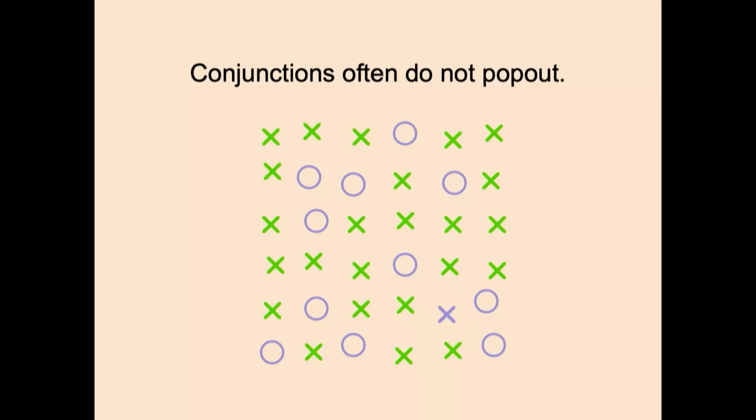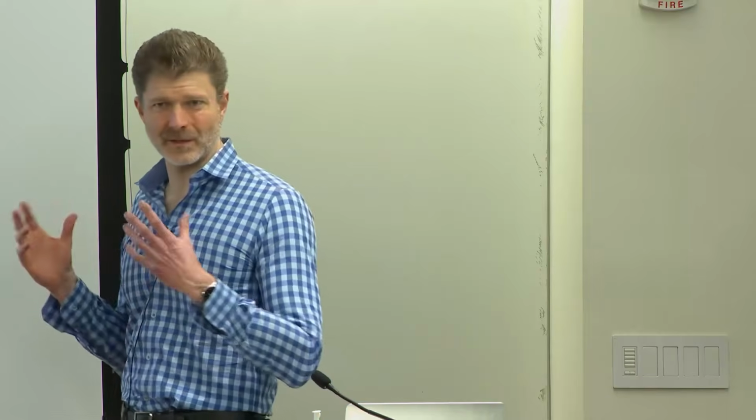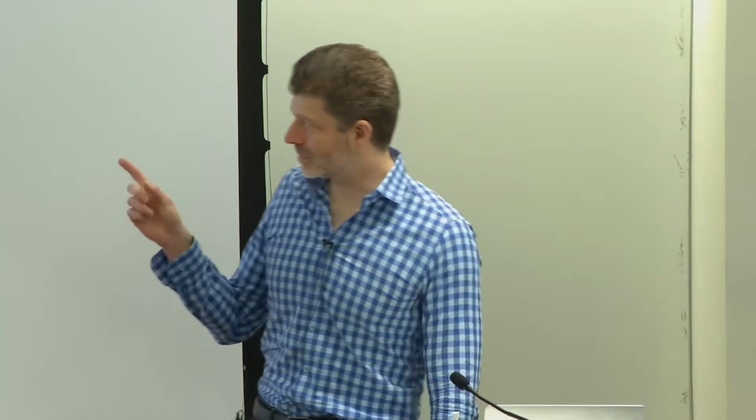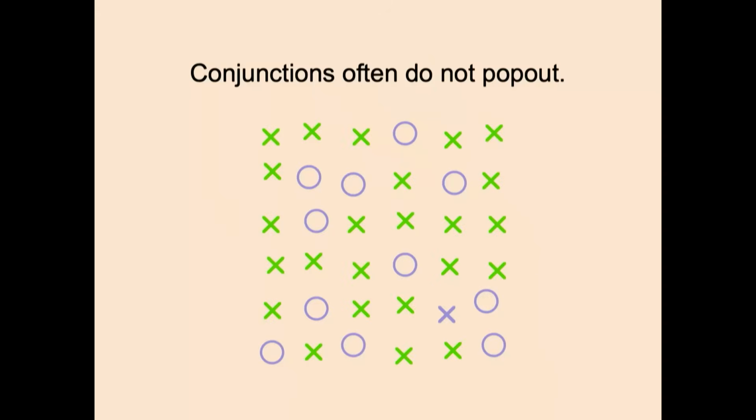So this is an example where the odd one out is distinguished by a conjunction of basic features. So there are some things that are blue, some things that are green, some things that are X's, some things that are O's, but there's only one thing that's a blue X. Okay, and that takes a little while to find. All right.